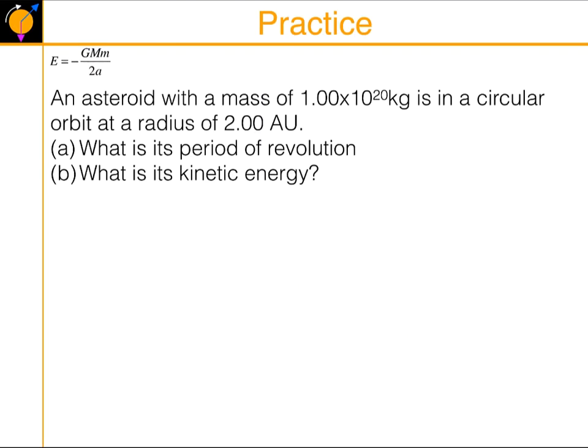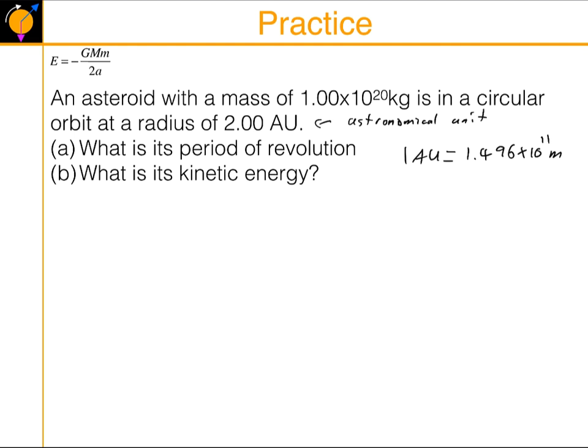Next question. An asteroid with a mass of 1 times 10 to the 20 kilograms is in a circular orbit at a radius of 2 AU. An AU is an astronomical unit. It's the average distance. 1 AU is equal to 1.496 times 10 to the 11 meters. That's the average distance of the Earth from the Sun.